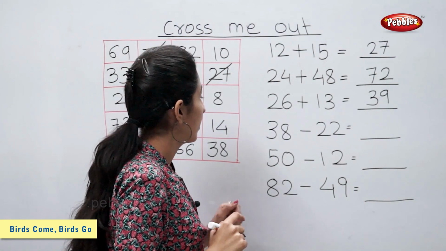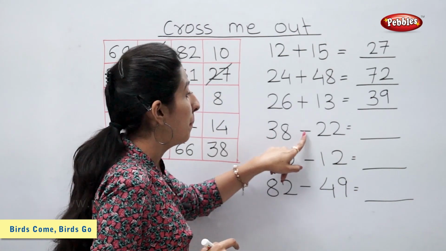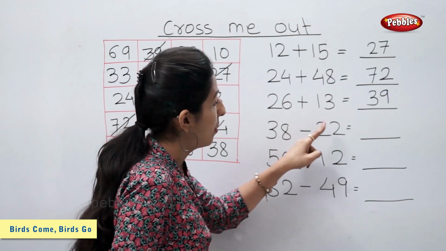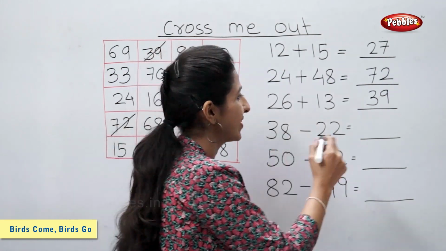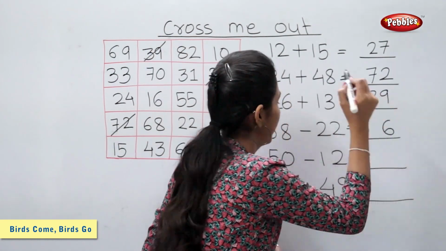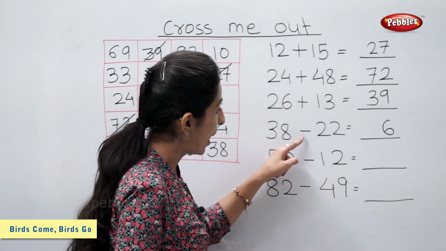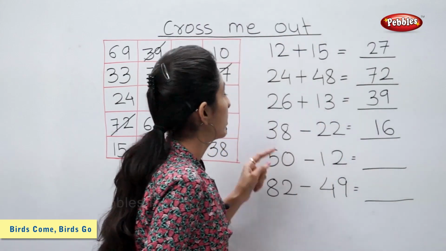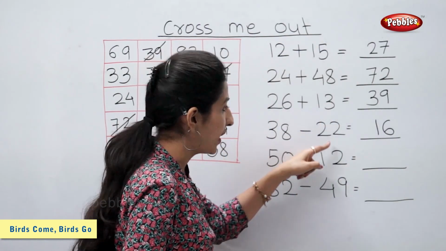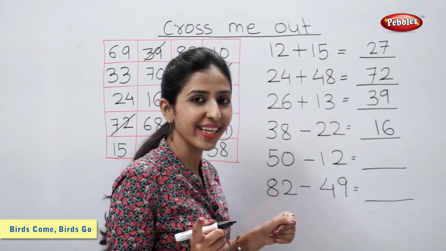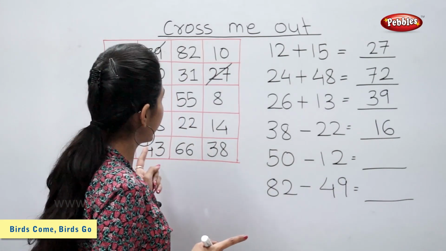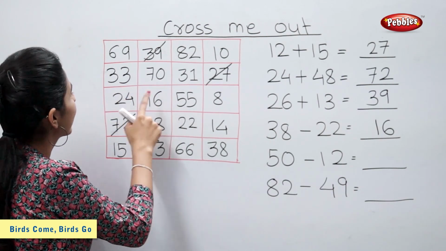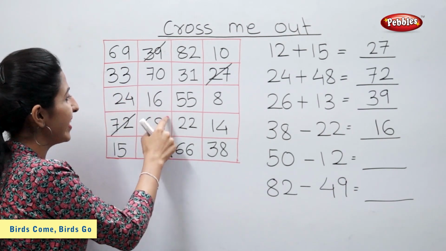Next sum. 38 minus 22. 8 minus 2 is 6. 3 minus 2 is 1. So 38 minus 22 is equal to 16. Let's find 16.